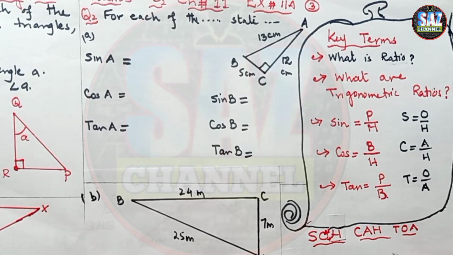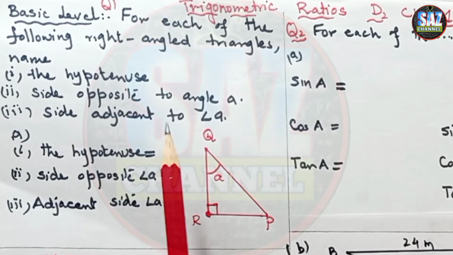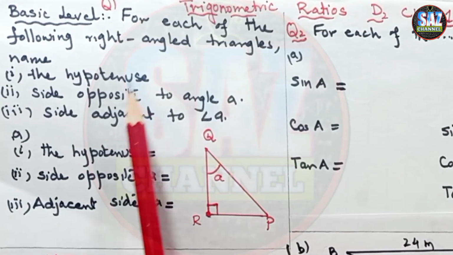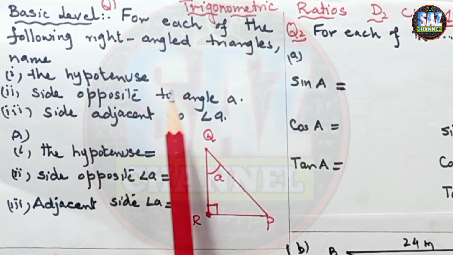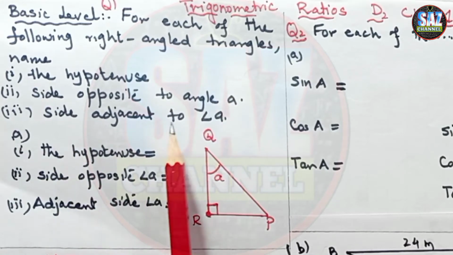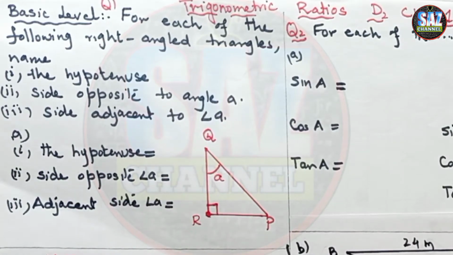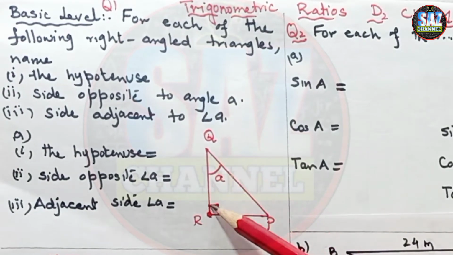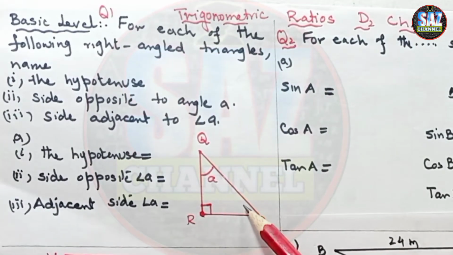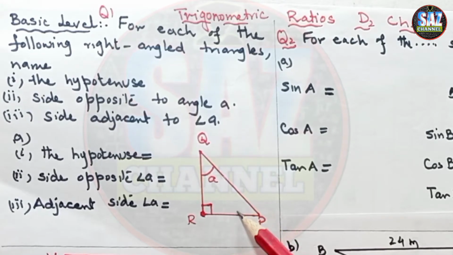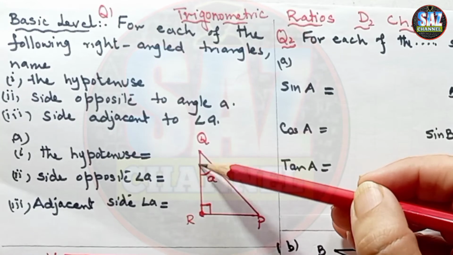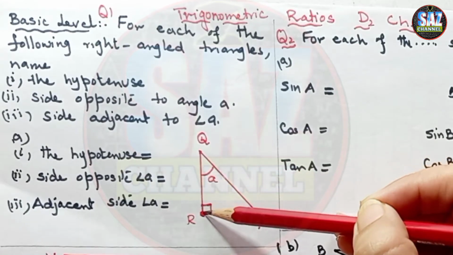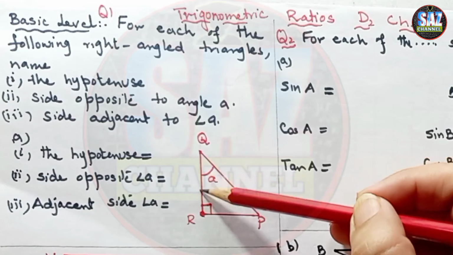Coming to question 1 of the exercise, that says that for each of the following right angle triangles, name the hypotenuse, the side opposite to angle A and the side adjacent to angle A. Now in this question, we have to see where our reference angle is. It's not necessary that every time the reference angle has to be at the ground level or horizontal level. Here, our reference angle is in the standing formation, in this height-wise line, which is RQ.